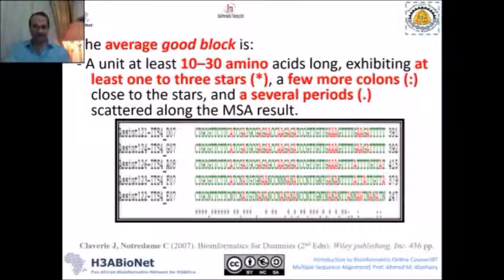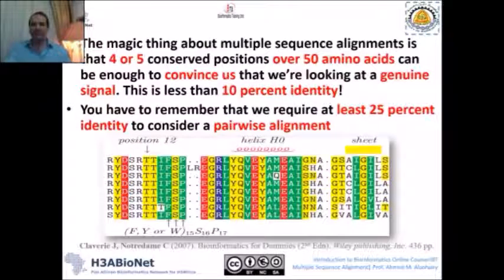If you take a look at something like this, you can see that this is a good block to interpret and maybe give you an indication of something. The magic thing about multiple sequence alignment, as we always say, is that in protein, if you have at least 10% identity, or even less than 10% identity, it can give you a signal that there is something meaningful. For example, if you see 4 to 5 amino acids over 50 amino acids that are conserved, this may be a genuine signal.